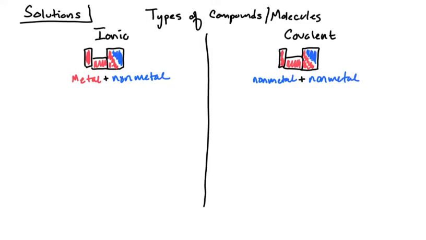The first type that you should be familiar with is ionic. Ionic over here is going to be our metal and nonmetal. In other words, it's going to be a positively charged ion bonded to a negatively charged ion. So the type of bond here is an ionic bond.